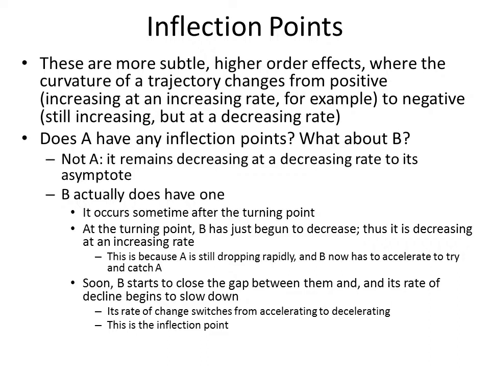B, however, as we've already started to realize, has one. We haven't seen it quite yet. It occurs a little bit after the turning point. Right at the turning point, B has just begun to decrease, so it's decreasing really slowly. But now it's trying to catch up and chase A, so it starts going faster and faster. But then as it gets close to A, it has to slow back down again.